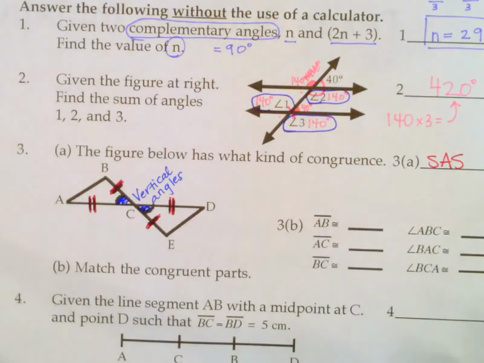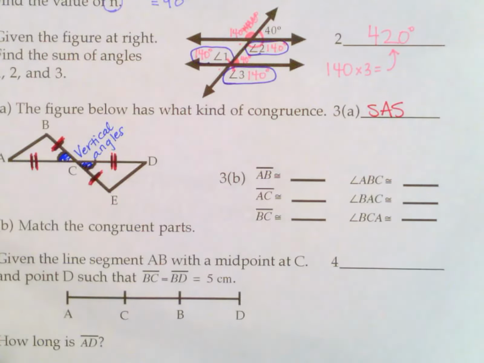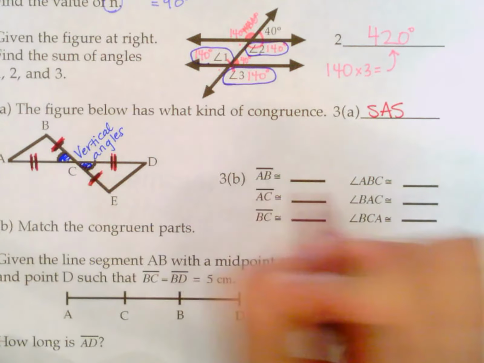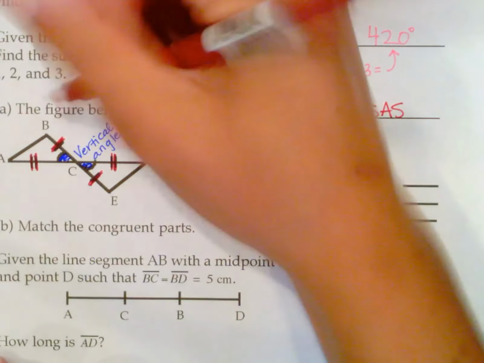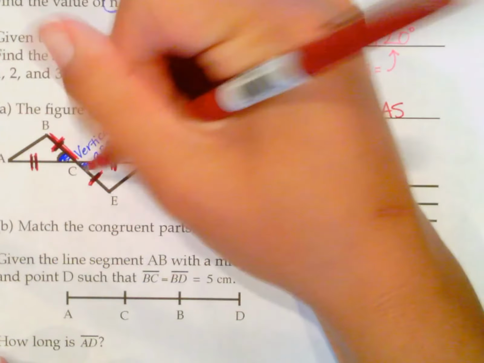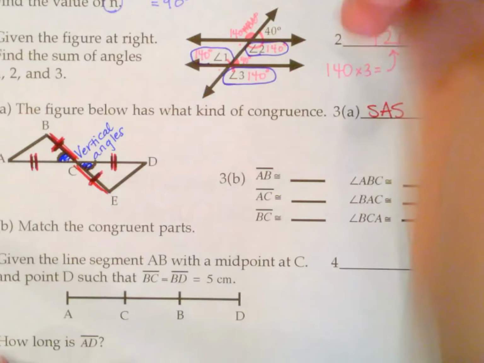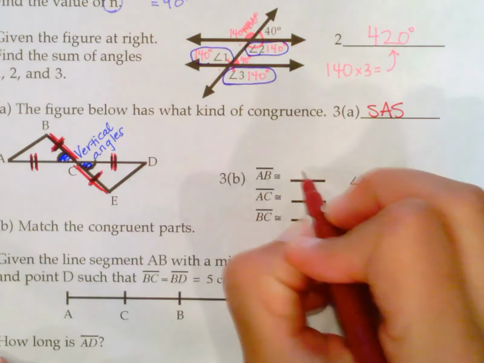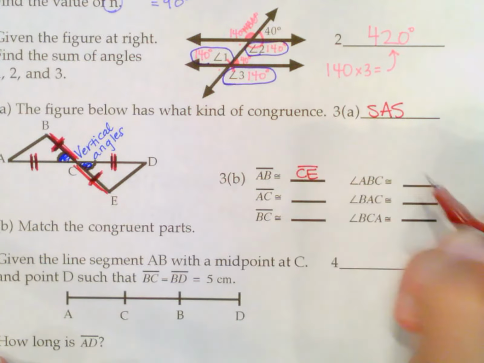And now we're going to name the angles that are congruent. So AB is congruent to. So AB is right here, and that one is congruent to CE, as we've noted there. So this is congruent to CE.